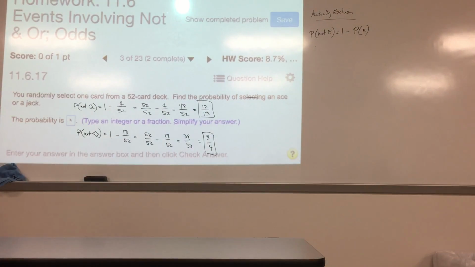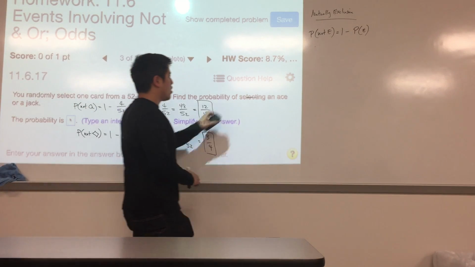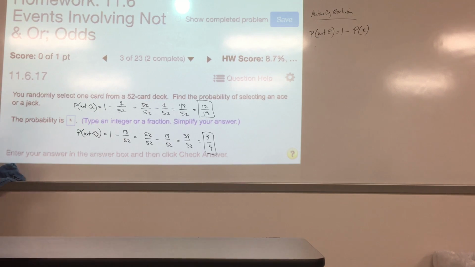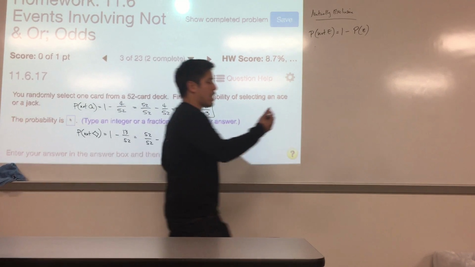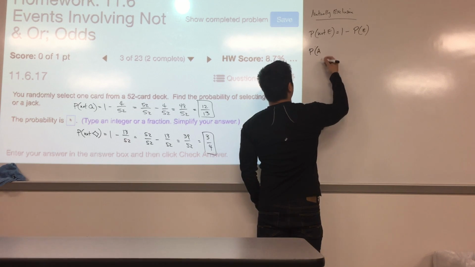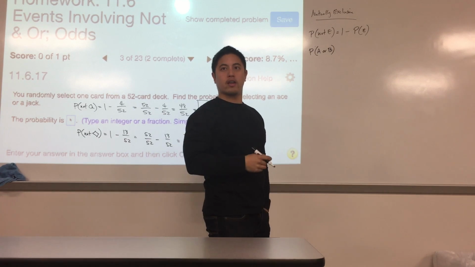Okay. All right, so now let's take a look at this next one. You randomly select 1 card from a 52 card deck. Find the probability of selecting an ace or a jack. Okay, so I'm now going to add another piece here. The probability of getting an A or B. Right? That's what we're doing right now.